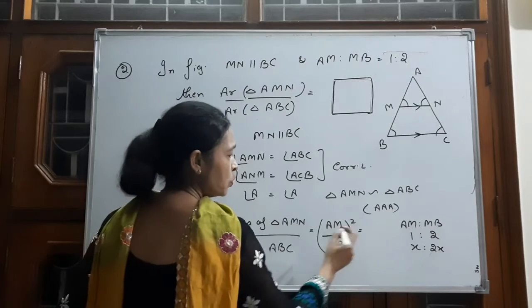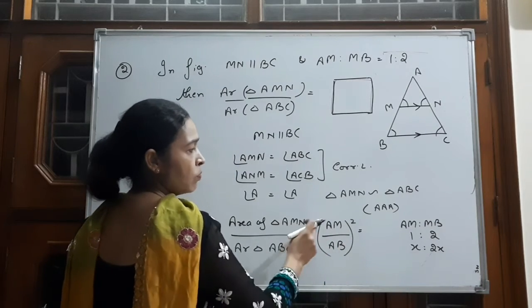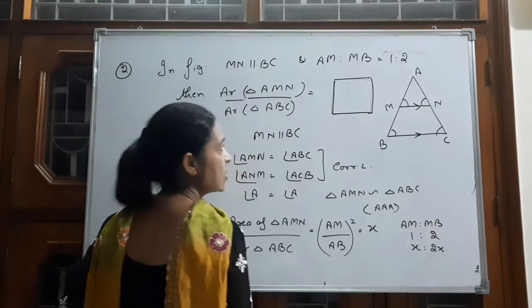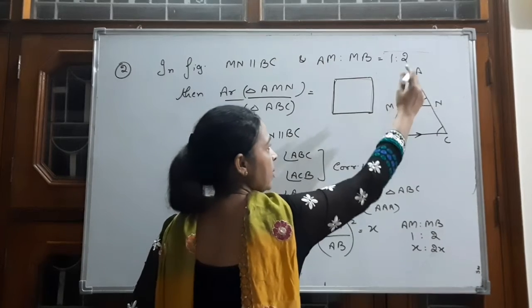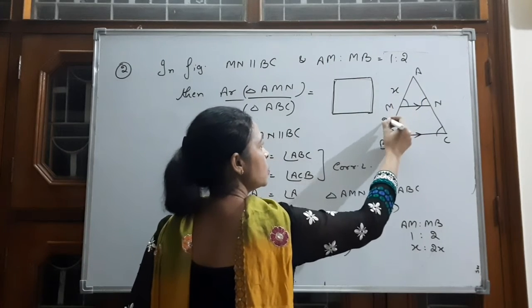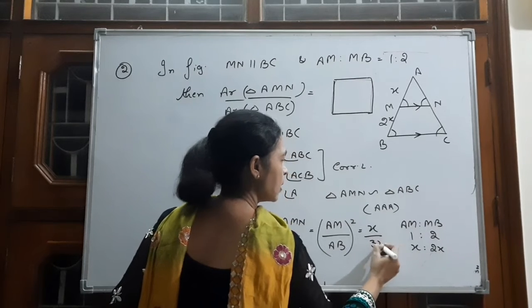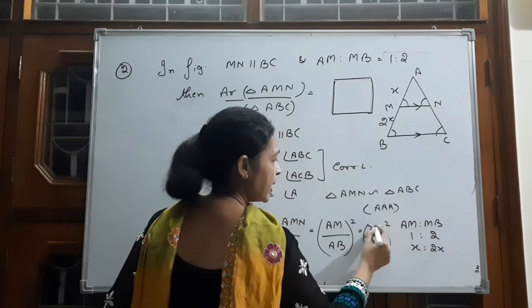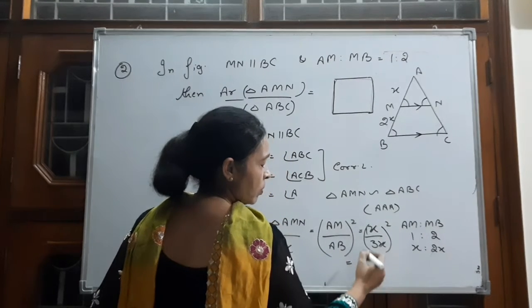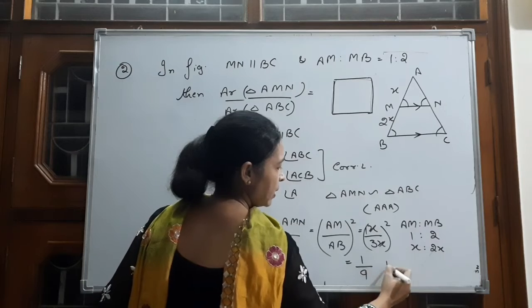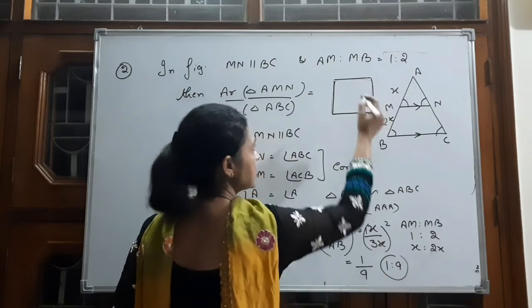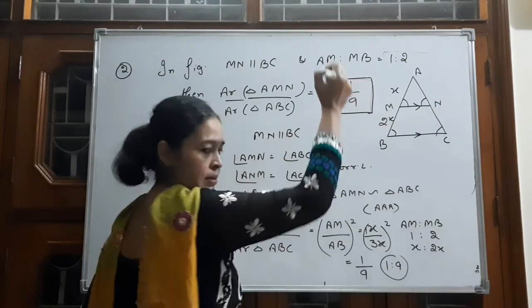What we have to do? AM upon AB. AM is X. What will be AB? AM is X, BM is 2X, so AB will be 3X, whole square. X and X get cancelled. Ratio will be 1/9. 1:9 is the answer. 1/9 is your answer. Clear?